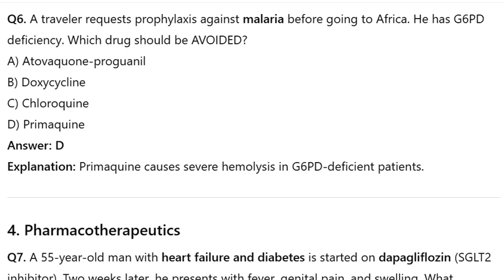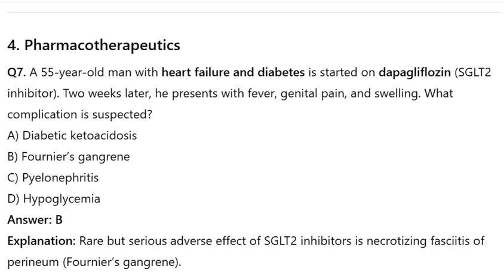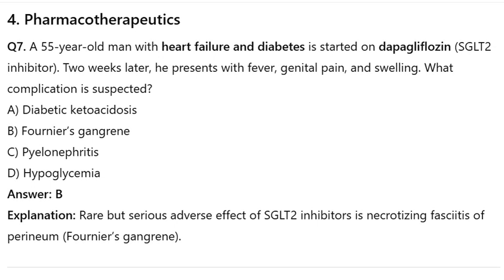Number 4. Pharmacotherapeutics. Q7. A 55-year-old man with heart failure and diabetes is started on dapagliflozin, an SGLT2 inhibitor. Two weeks later, he presents with fever, genital pain, and swelling. What complication is suspected? A. Diabetic ketoacidosis. B. Fournier's gangrene. C. Pyelonephritis. D. Hypoglycemia. Answer B. Explanation. A rare but serious adverse effect of SGLT2 inhibitors is necrotizing fasciitis of the perineum, Fournier's gangrene.